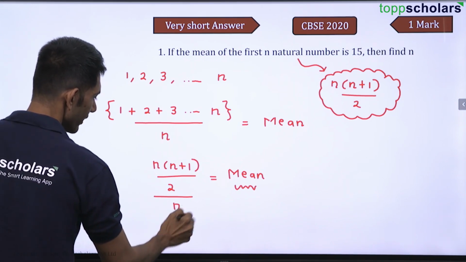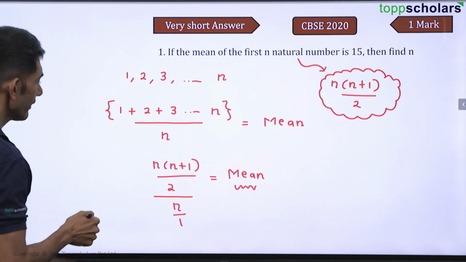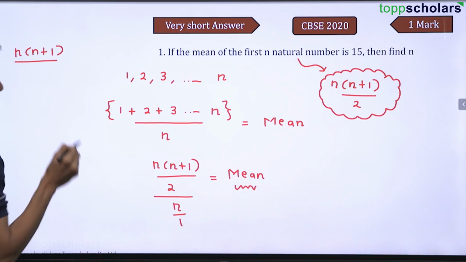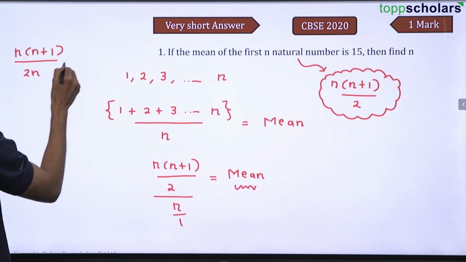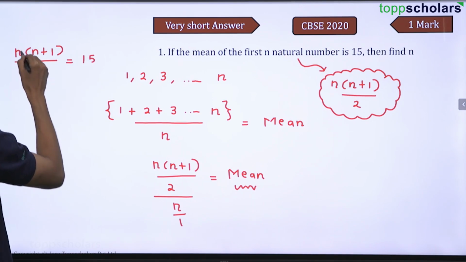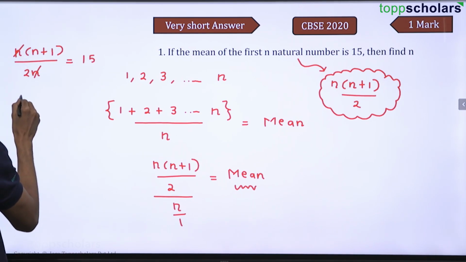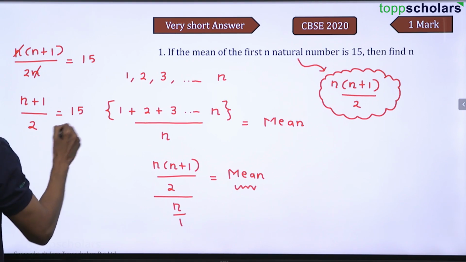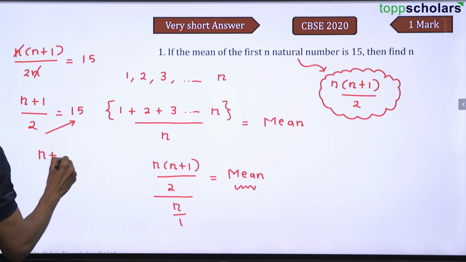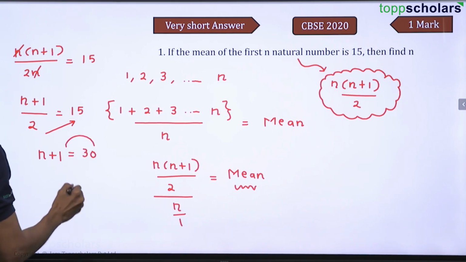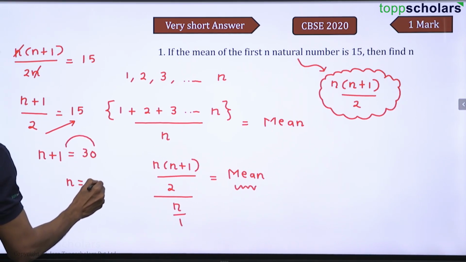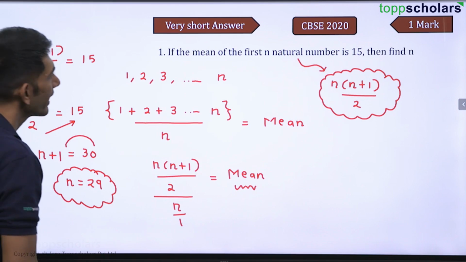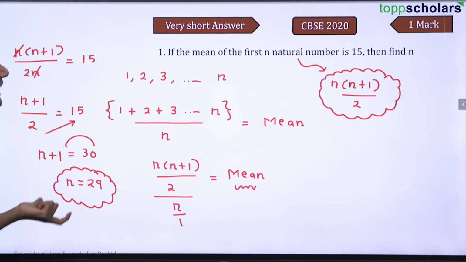So this is n by 1, right? So that becomes 1 by n. So further if you solve, you get n multiplied by n plus 1 by 2n is equal to 15. So n and n will get cancelled. So you get n plus 1 by 2 is equal to 15. 2 goes there, n plus 1 is equal to 30. 1 goes on the other side, n is equal to 30 minus 1, 29. Right? So we can say that the mean of the first 29 natural numbers is 15.